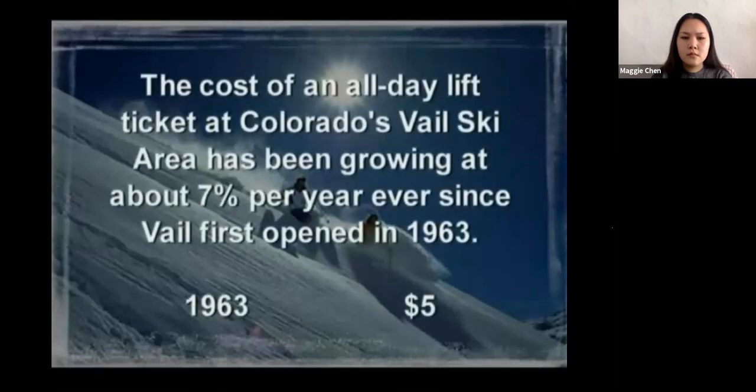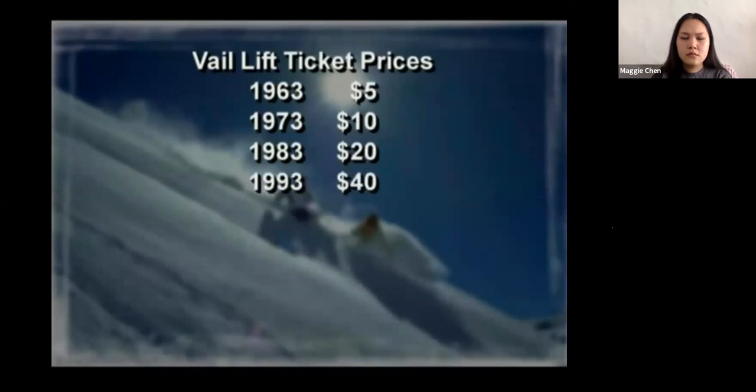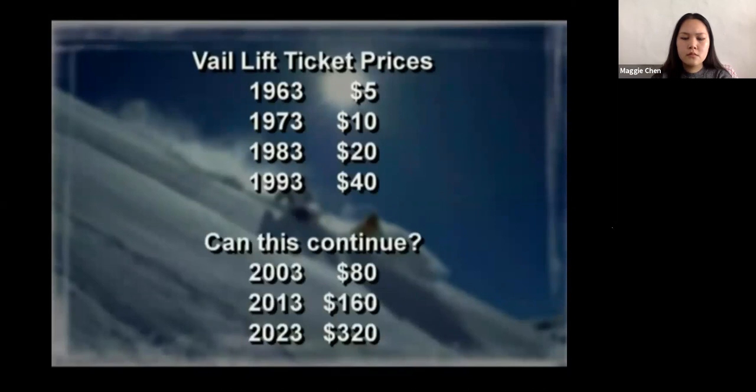Let's take another example from Colorado. The cost of an all-day lift ticket to ski at Vail has been growing about 7% per year ever since Vail first opened in 1963, and at that time you paid $5 for an all-day lift ticket. Now, what's the doubling time for 7% growth? 10 years. So what was the cost 10 years later in 1973? 10 years later in 1983? 10 years later in 1993? And what do we have to look forward to? Now, this is what 7% means. Most people don't have a clue.